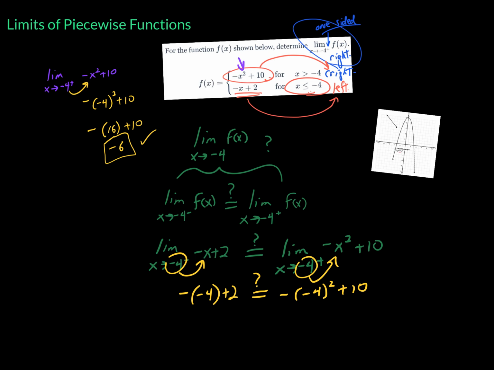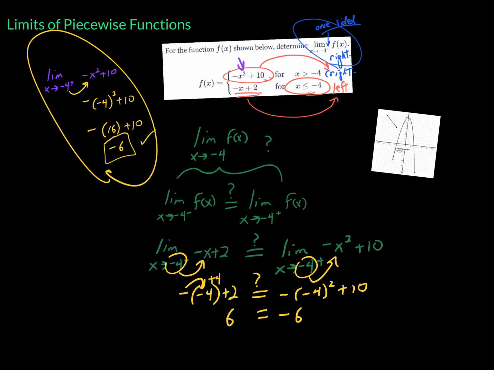Well, we did the right side up here. We know that the right side equals negative 6. Let's see if the left side equals negative 6. That's a positive 4, and, oh, I'm sorry, what am I saying? The left side is negative of negative 4 plus 2, that's a positive 6. They do not equal each other, and so therefore the limit does not exist.